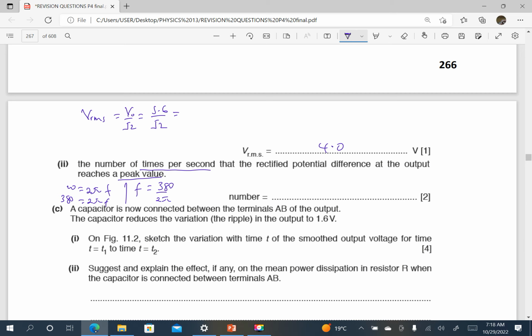I press my calculator. From my calculator, I'm getting the frequency here as 60.5. That is the frequency, but that does not answer this question. They say the number of times per second that the rectified potential difference at the output reaches a peak value.